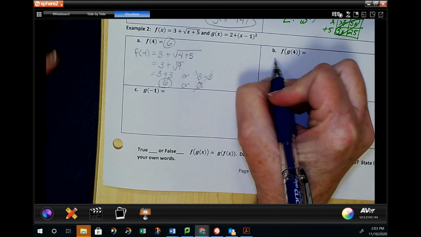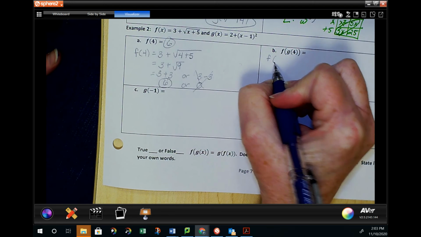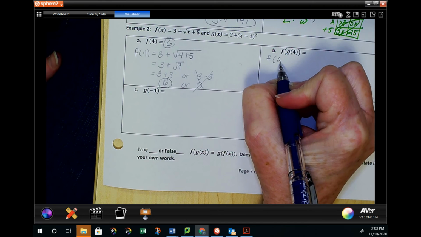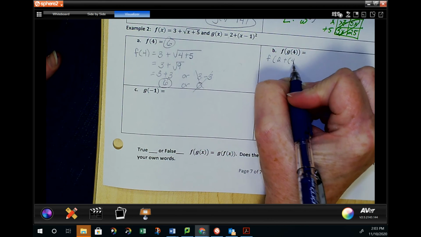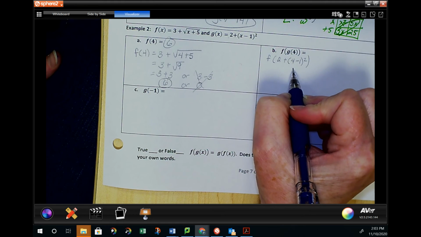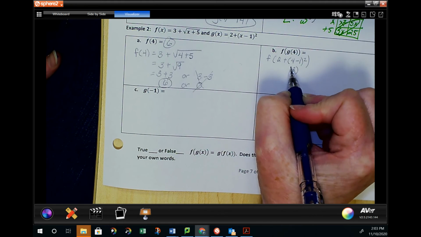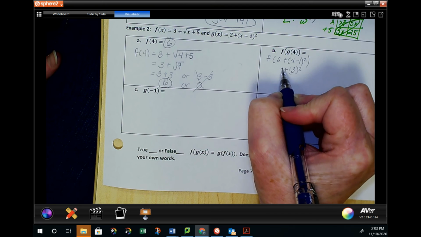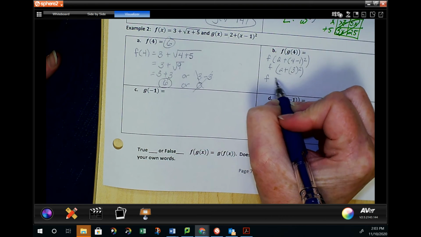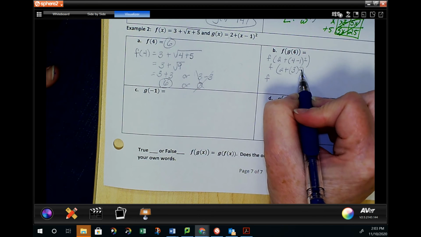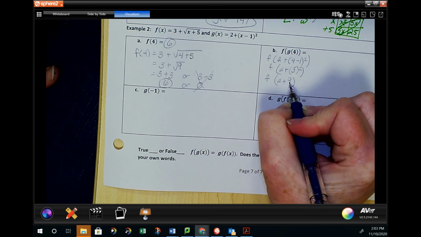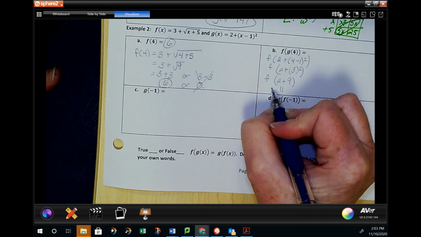So this one, f of g of 4. So f waits its turn. I'm going to plug 4 in for g. So I use function g. So I have 2 plus 4 minus 1, squared. 4 minus 1 is 3, and then I'm going to square that, plus 2. So f is still waiting its turn. 3 times 3 is 9, plus 2, and 9 plus 2 is 11.